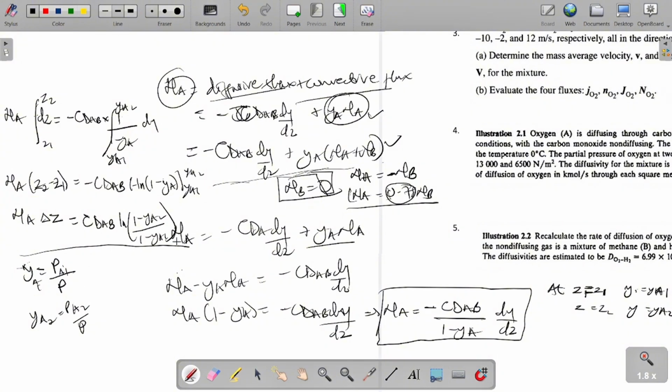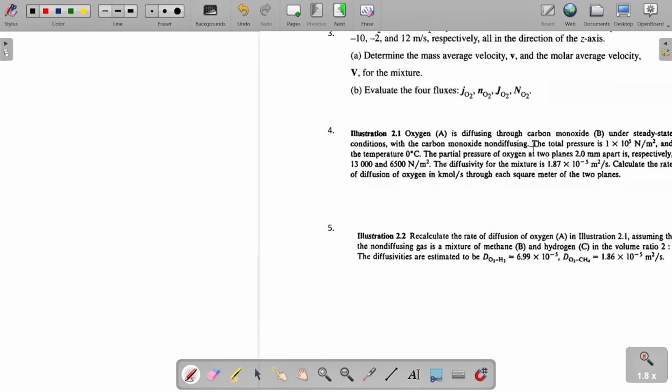Since you are using them in terms of pressure, this concentration would have to be in terms of this one. Since you are bringing everything in terms of pressures, the concentration over here should be P over RT, to make this very easy for you to solve. Right, now let's look at the question.